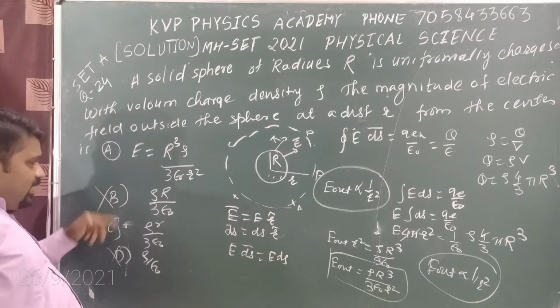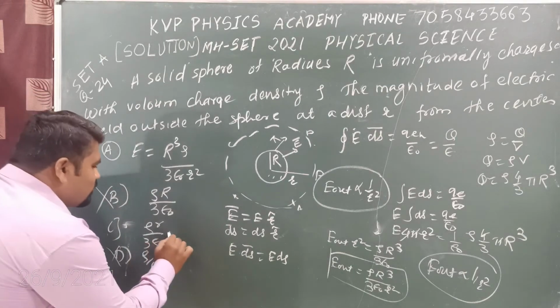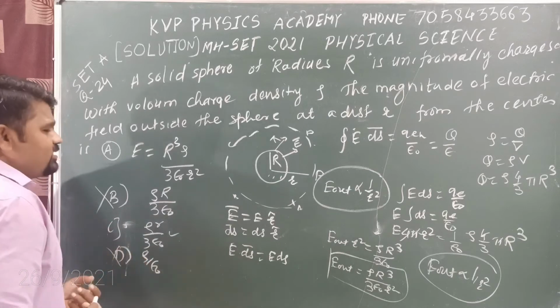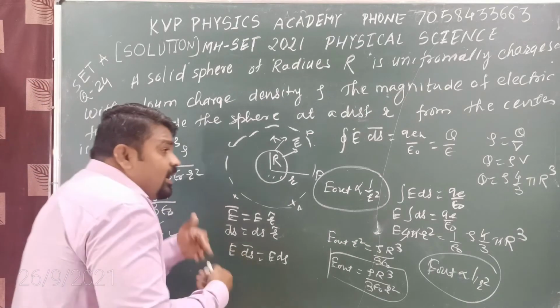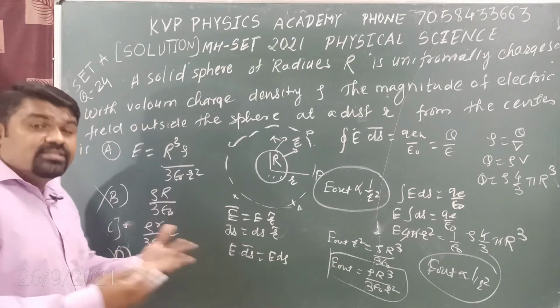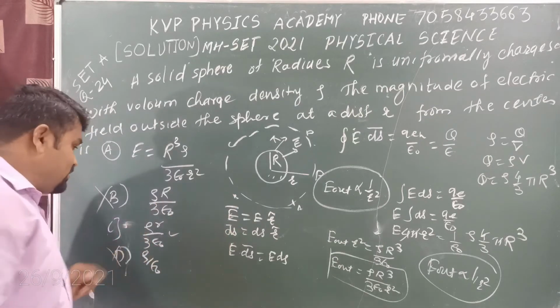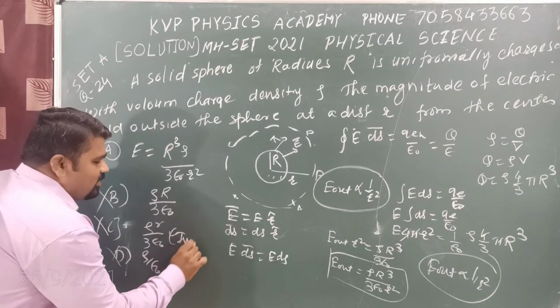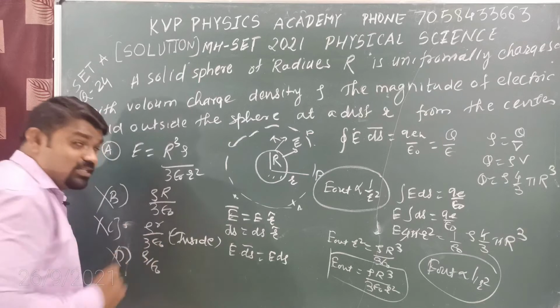Focus on A and C. This is also correct, but in which system? Inside the solid sphere. R is changing, the distance is changing, and at that time the electric field is also changing, because the number of charges increases, and as charges increase, the field also increases. But this is correct only inside the solid sphere. Got it?